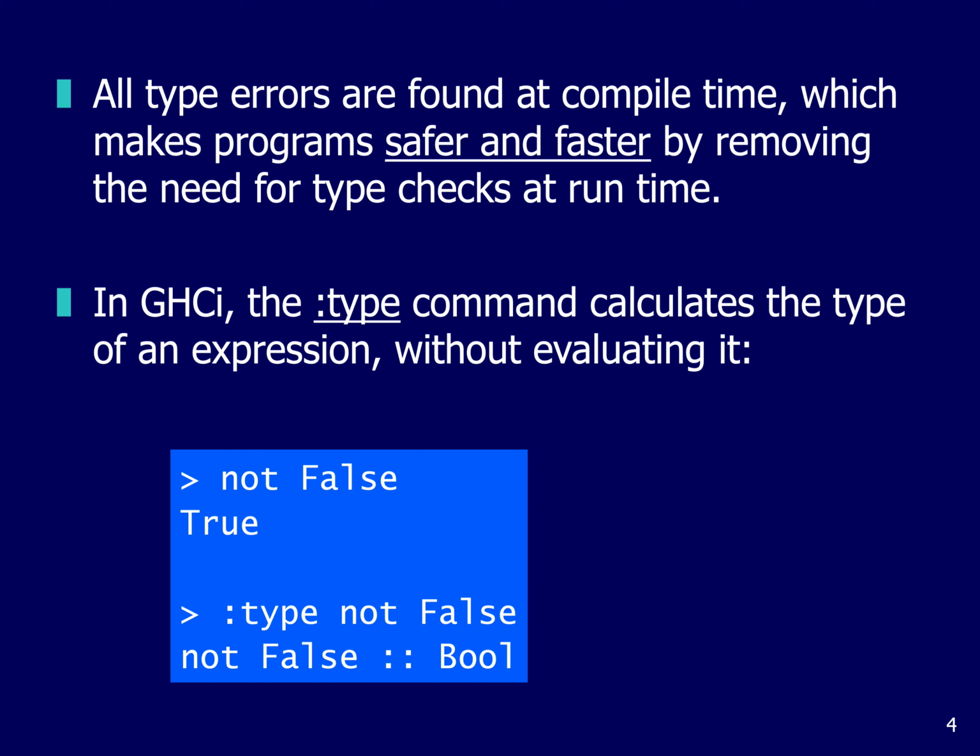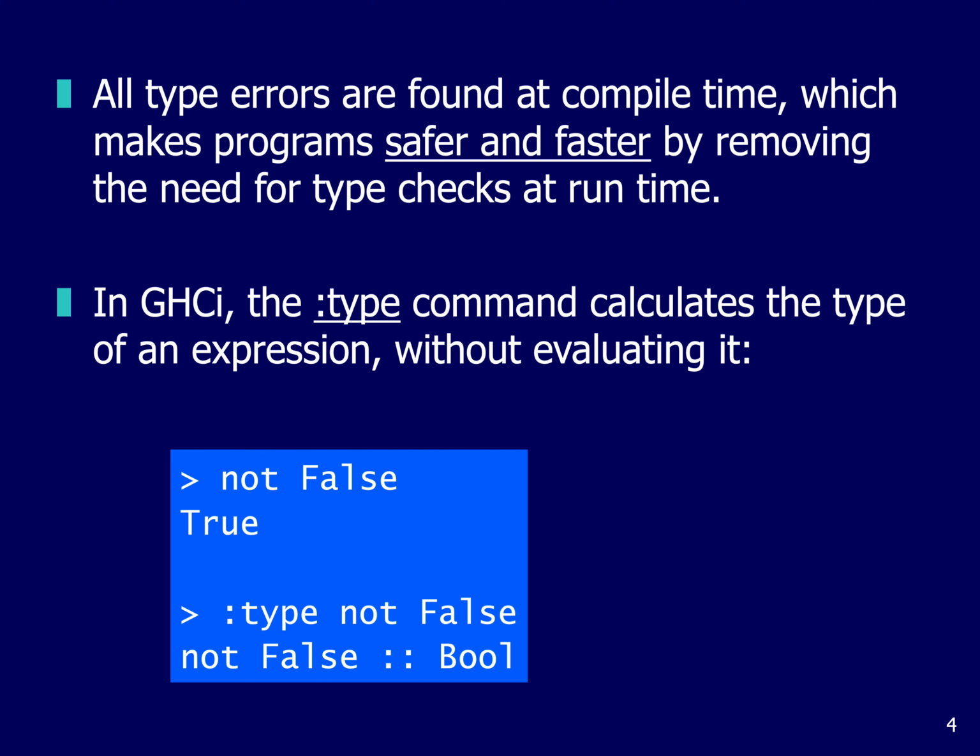In the second example here, we're asking the system not to evaluate not false, but rather to just work out what its type is. So we say :type, and then not false. This will invoke the type inference system, and it will look at the structure of what we've written there, and without evaluating it, it doesn't cheat, it just looks at the structure of it, it will work out that this is a Boolean.